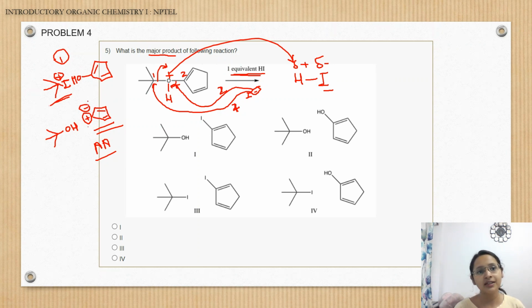So that is why we are saying here that this tertiary carbocation is more stable than this particular cyclopentadienyl carbocation. That is why the formation of the carbocation prefers this way, and iodide will attack on this particular carbon number 1 rather than carbon number 2. Is it clear to all of you? Okay. So if it is clear, what will be the correct option then?